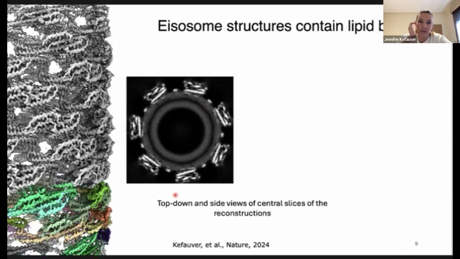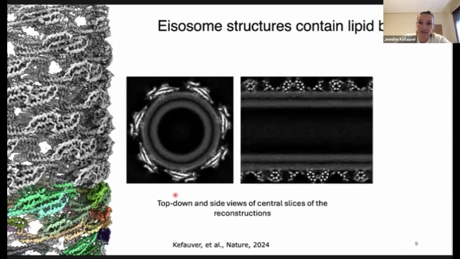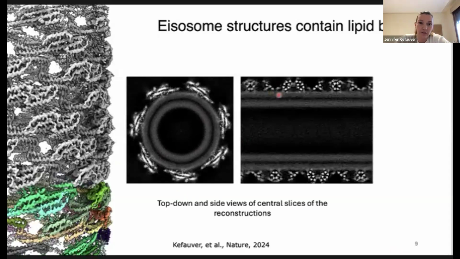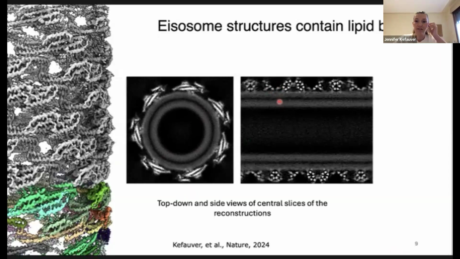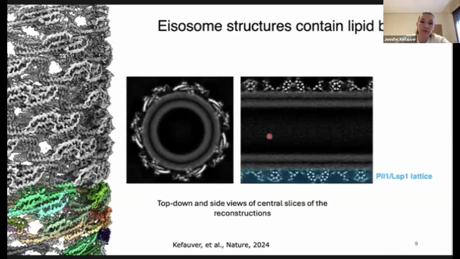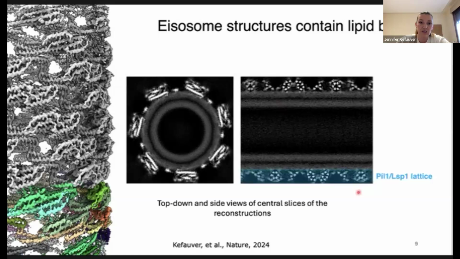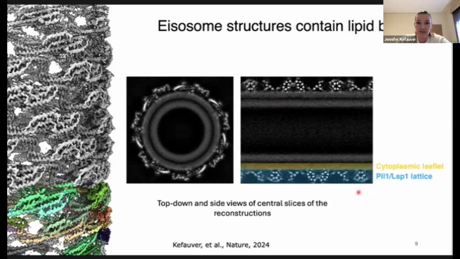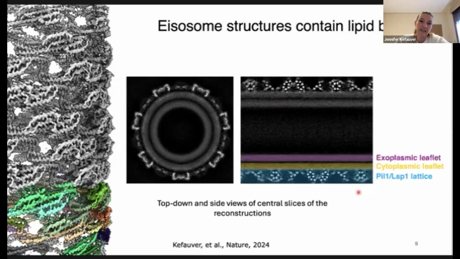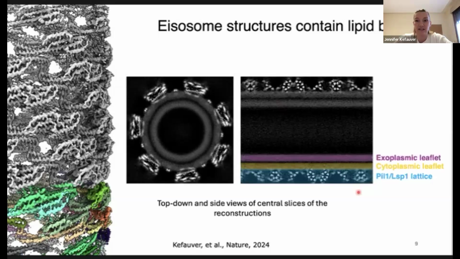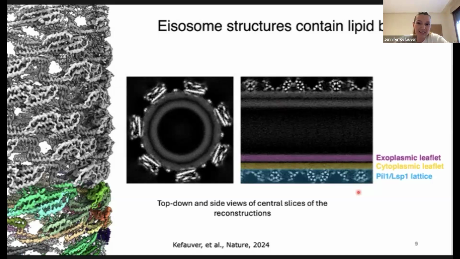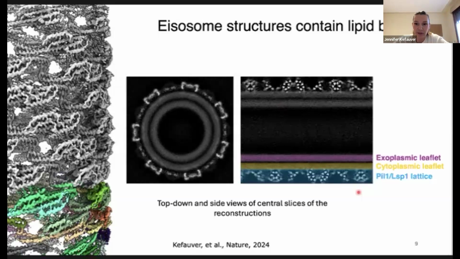So let me orient you to what we're seeing here. So this is a central slice through the eisosome tubule, and you can see the two leaflets of the lipid bilayer. I've highlighted in blue the PIL1 LSP1 lattice, which is bound to the cytoplasmic leaflet, highlighted in yellow. And the exoplasmic leaflet, highlighted in pink, is trapped inside the tubule. So here we've basically captured a nearly native plasma membrane microdomain.